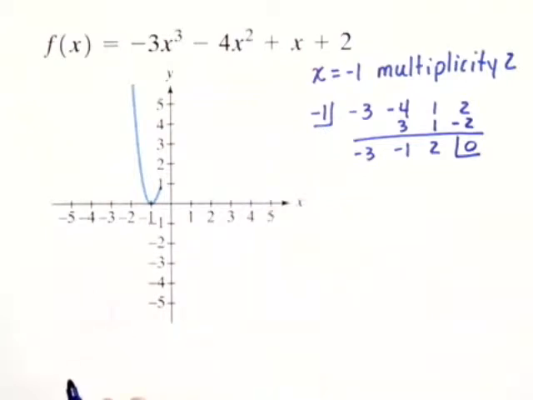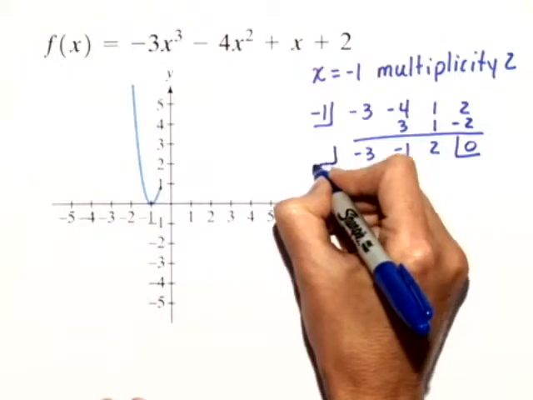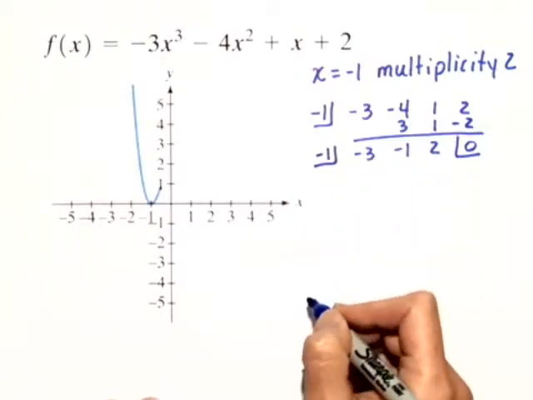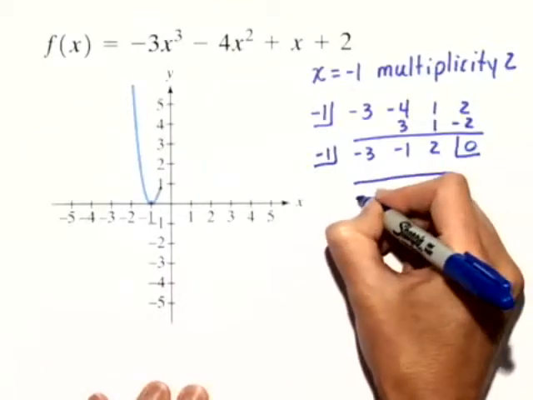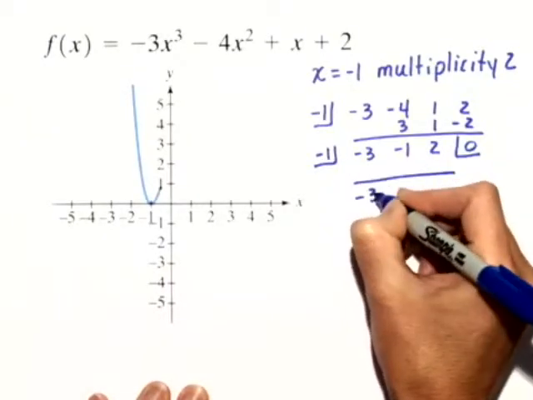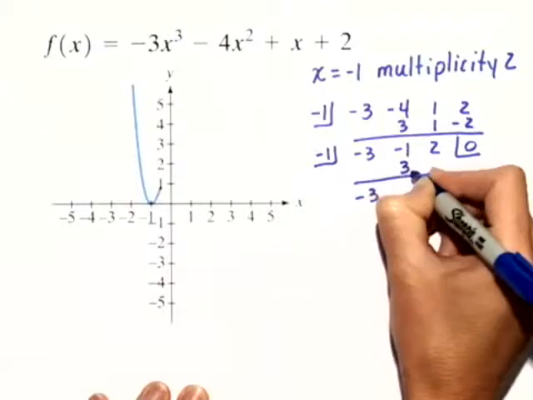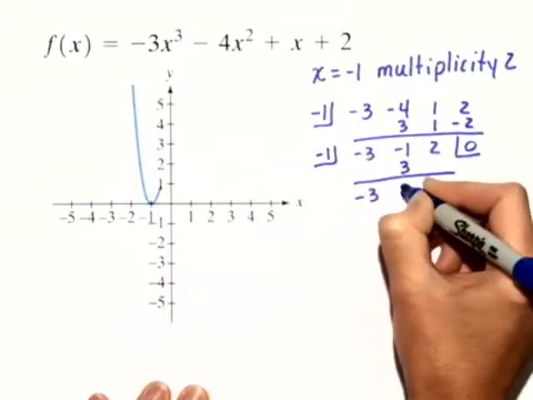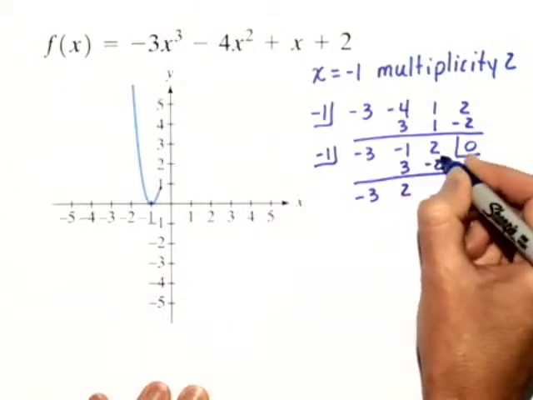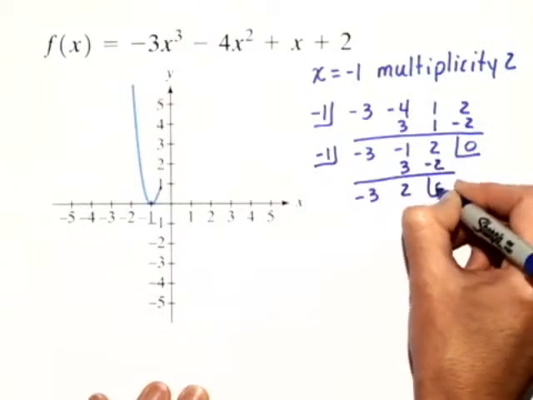which we knew we would since negative 1 was a 0. But we also know that negative 1 is another 0, so we can do synthetic division again. We'll bring down the negative 3. Negative 1 times negative 3 is positive 3. Negative 1 plus 3 is 2. Negative 1 times 2 is negative 2. 2 plus negative 2 is 0.